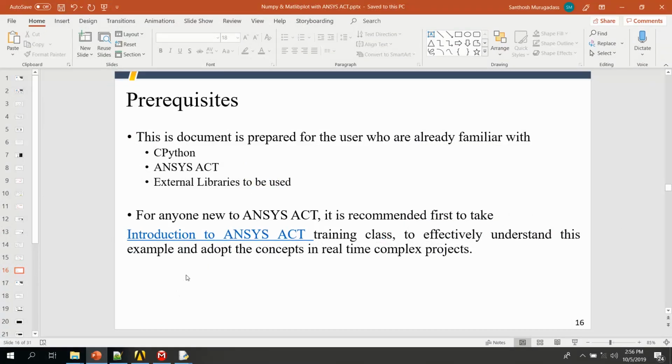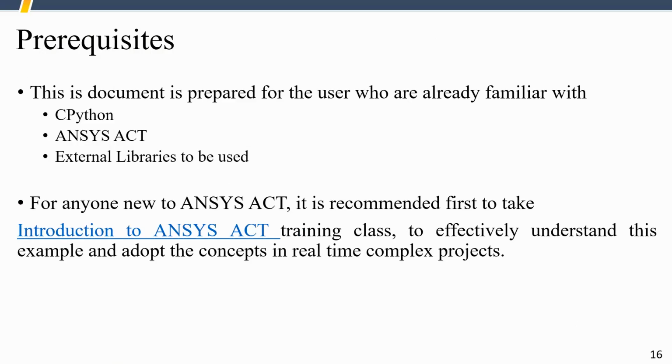I hope this gives you some idea about how to interface ANSYS ACT with CPython and call standard libraries. I created this video for users who are already familiar with using CPython, external libraries in CPython, and who also have some familiarity building basic apps inside ACT. This is really not meant for somebody who is first starting to learn ACT. For those, I would recommend looking at ANSYS basic training courses.